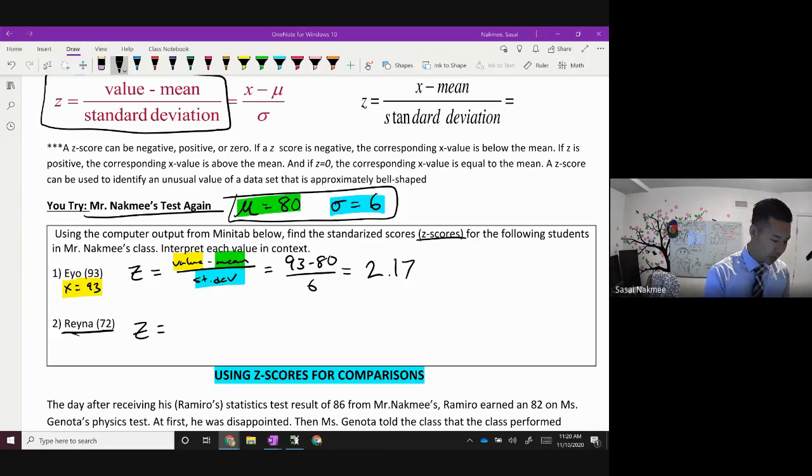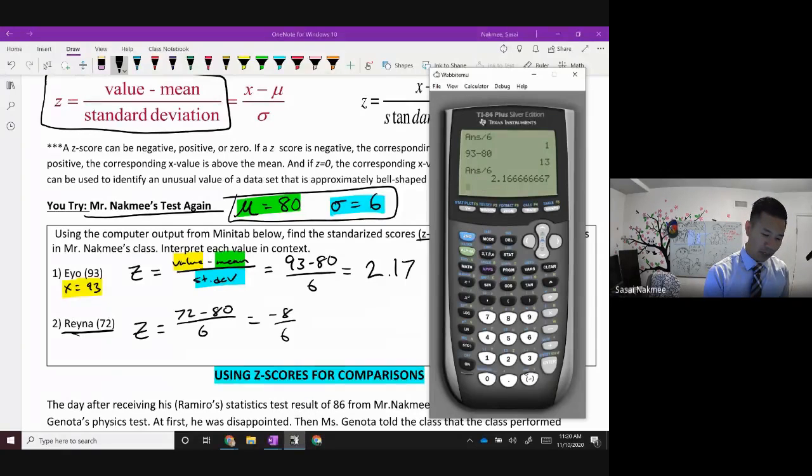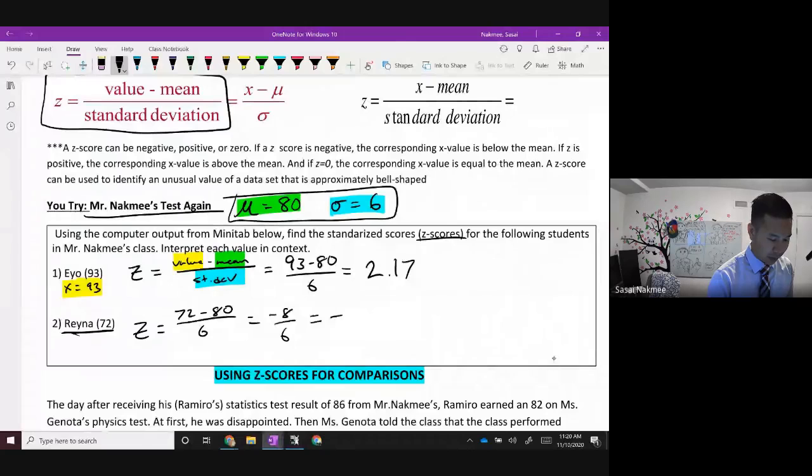Let's take a look. Reyna has a score of 72 minus the average, which is 80, divided by the standard deviation, which is 6. That's going to give me -8/6. I don't know what that is, so I'll type it into the calculator. -8 divided by 6 gives me -1.3 repeating.